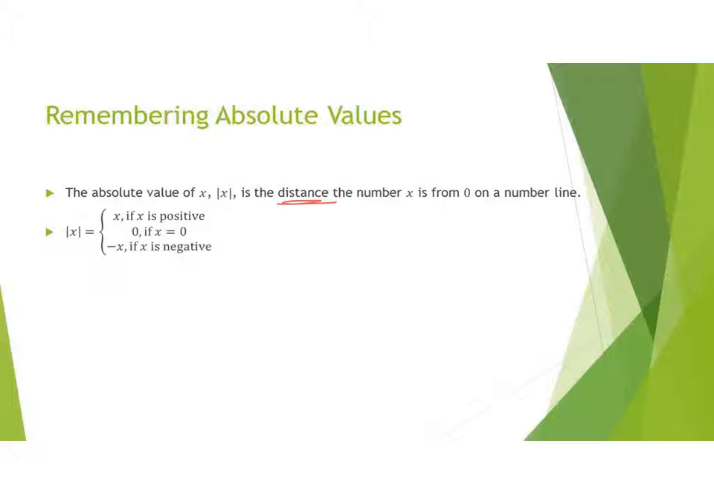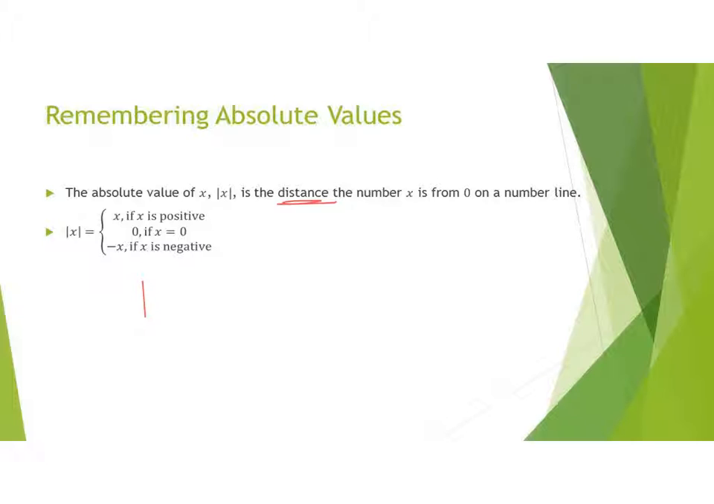So here we have a piecewise notation that we'll talk about later, but it just breaks down the absolute value of x. It's going to be just x if x was positive to start with. It's going to be 0 if x was 0 to start with. It's going to be the opposite of x if x was negative to start with.